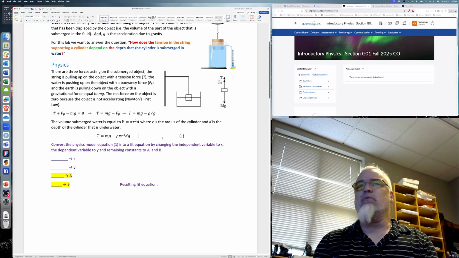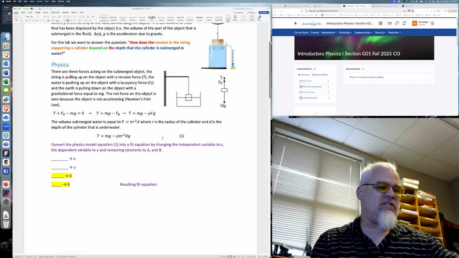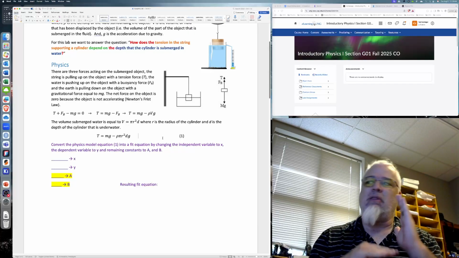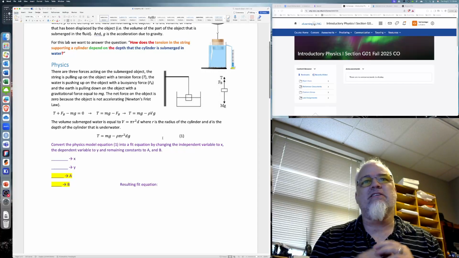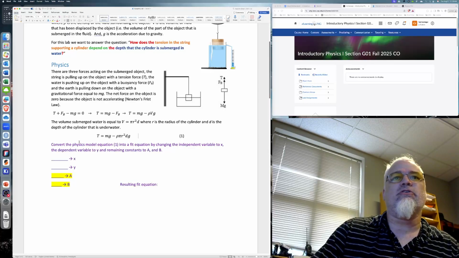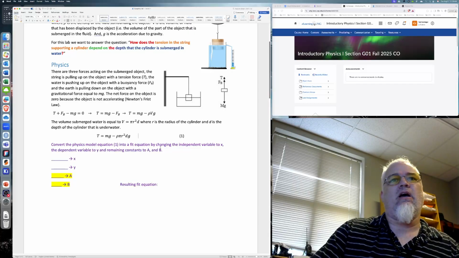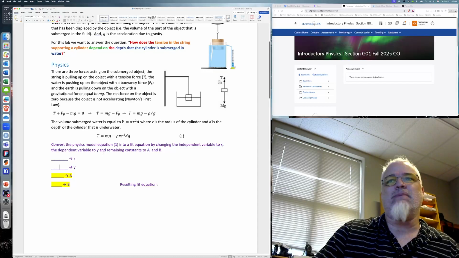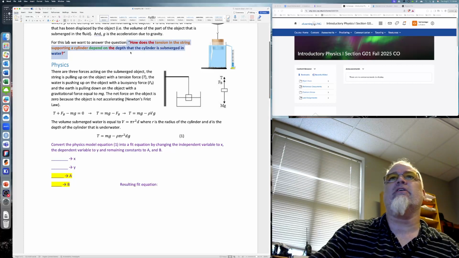The reason we're going to need a fit equation is that the fit equation is going to be applied to our data to see if it matches our data. So to convert the physics equation here to a fit equation, we do several steps. The first thing I want to do is figure out what are my independent and dependent variables. And this has everything to do with the question that we started with.